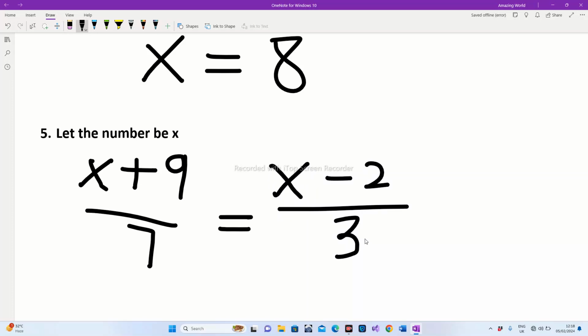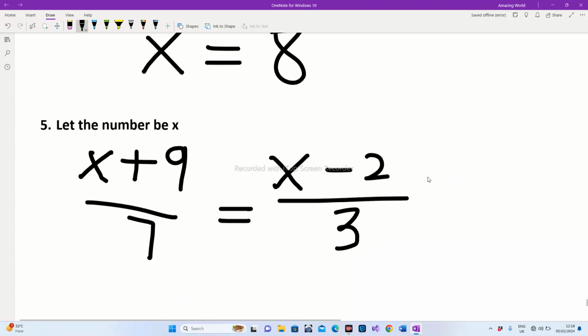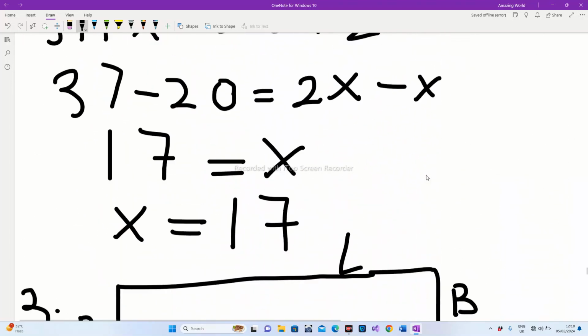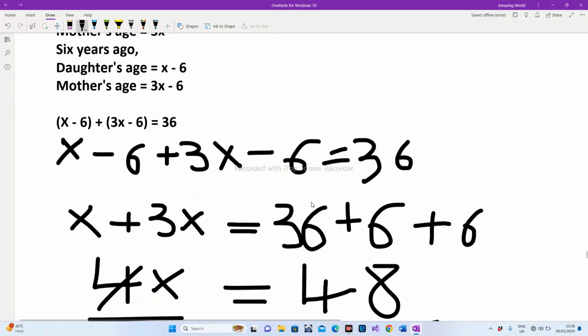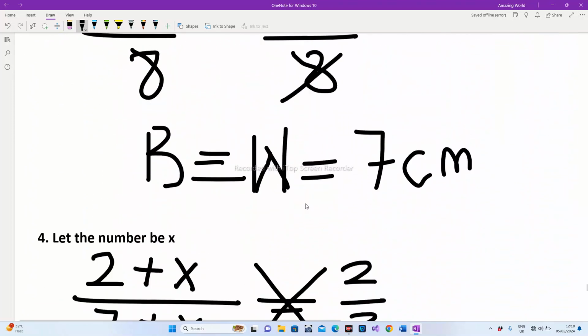Once we have interpreted the question like this, the next thing to do will be to solve it. So let me run through it again quickly. The question says, find the number such that if 9 is added to it and the sum is divided by 7, the result is the same as when 2 is subtracted from the number and the difference is divided by 3. So we added 9 to x and divided by 7, and then we also subtracted 2 from x and divided by 3. So let's quickly solve this problem in a minute.